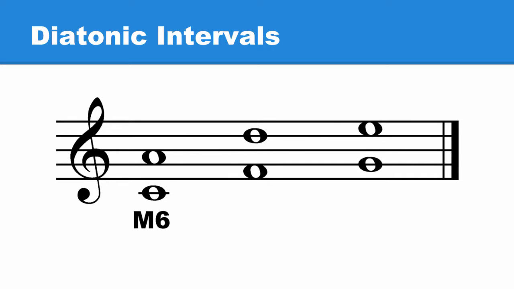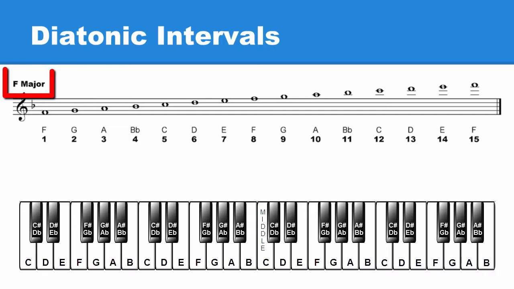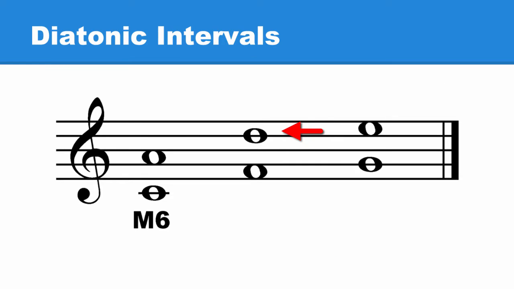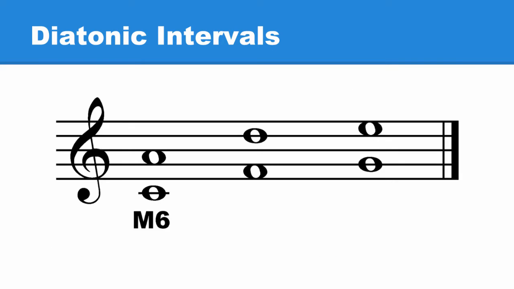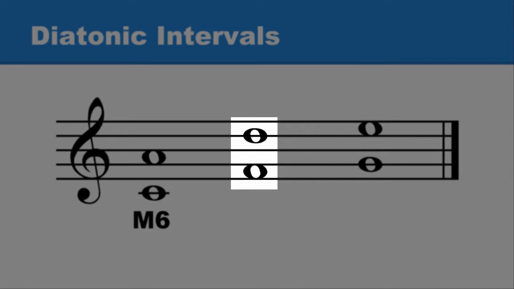Let's do this again, only this time with F on the bottom instead of C. Here we have F on the bottom and D on the top. Since F is the bottom note of the interval, we'll use the F major scale. First, we see the top note, D, is a note that appears in the F major scale. So once again, we know it's a diatonic interval.